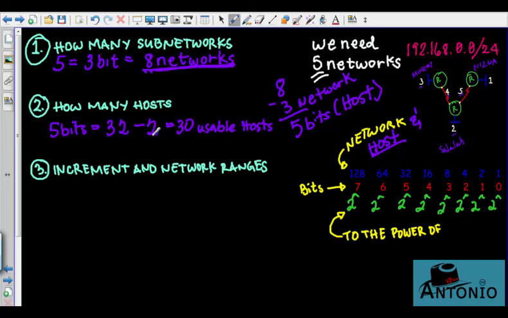You will ask me, I know, at the back of your head, where does that 2 come from? 2 is for the network and broadcast. We don't include the network and broadcast. That's why we deduct it from 32 to get the total number of usable hosts. Let's verify our answer first.